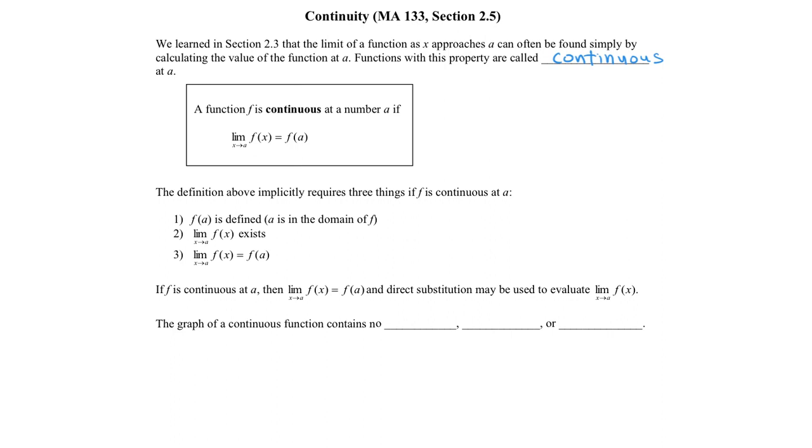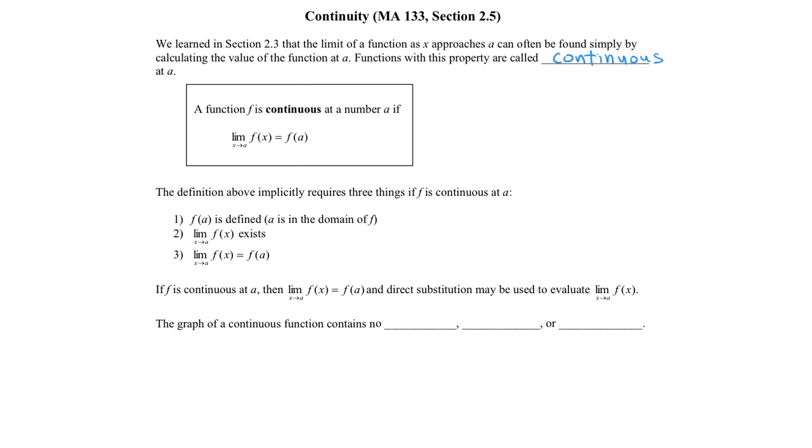If this is true, then of course the function would have to be defined at a, so a is in the domain of the function. The limit would have to exist, because for this to be true, the limit has to exist. And then of course the limit as x approaches a of f of x equals f of a. So basically what it means is this: if we've got a function continuous at this point a, then the limit as x approaches a of f of x equals f of a.